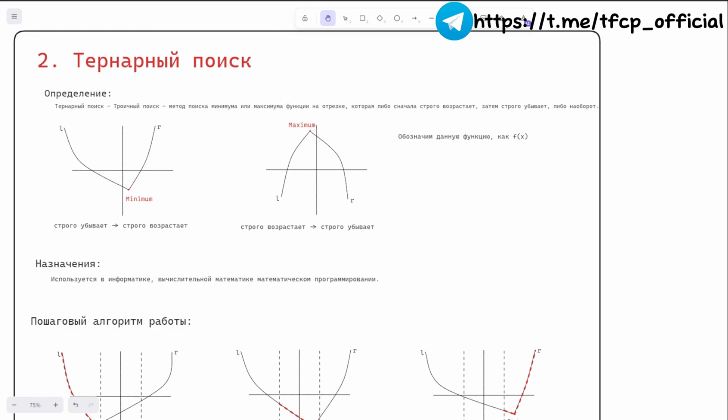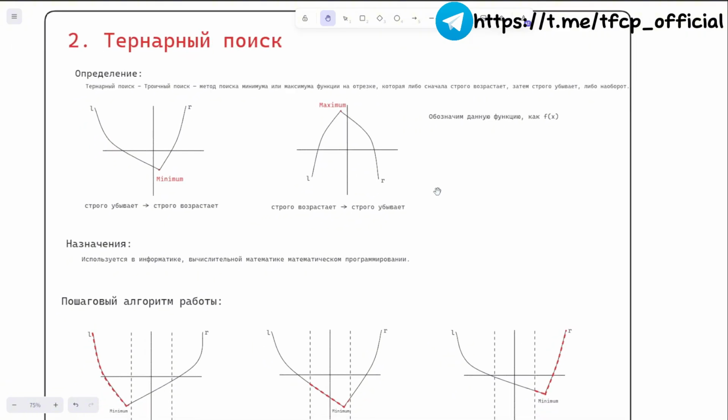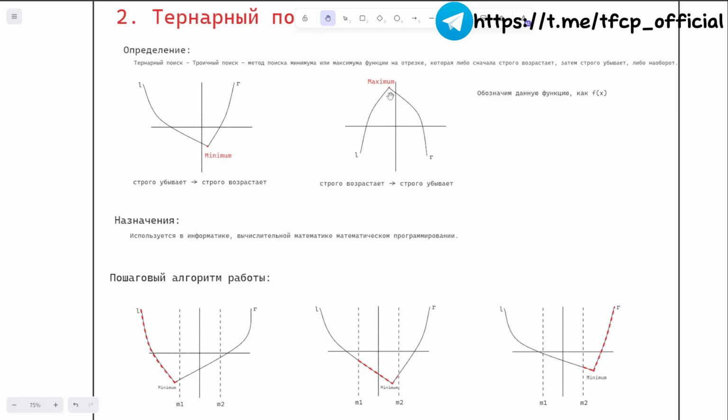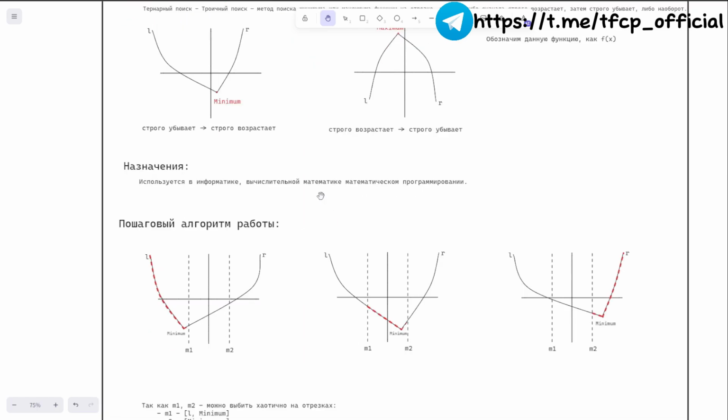Let's denote this function as f of x. This function can be anything. For example, x squared or x squared minus the square root of x plus 2. In other words, any function that first strictly increases and then strictly decreases. Purpose. Used in computer science, computing, and mathematical programming.